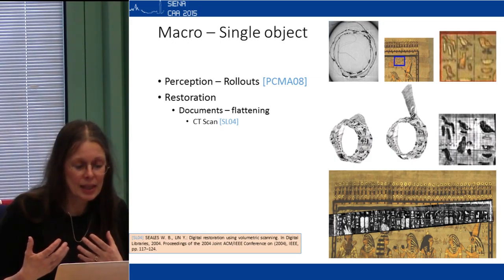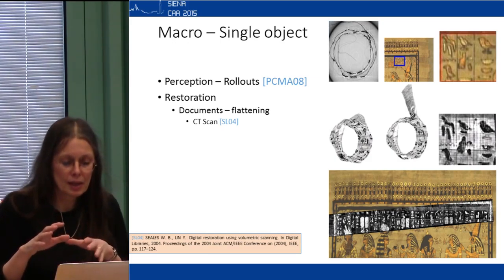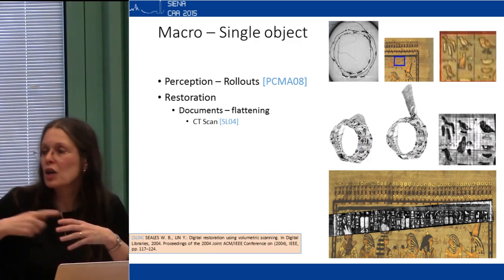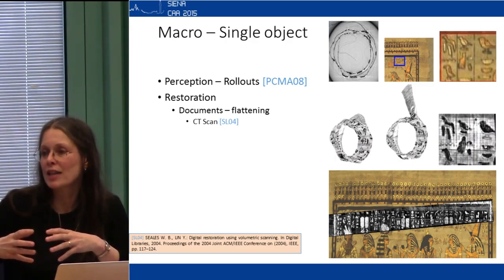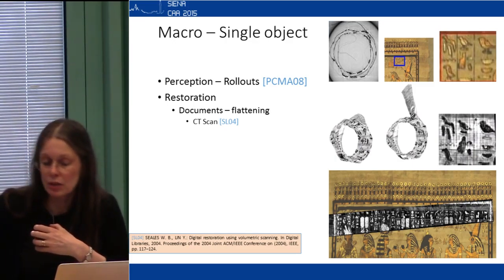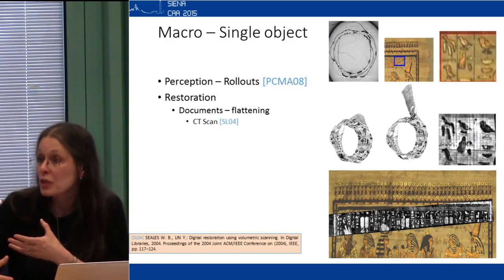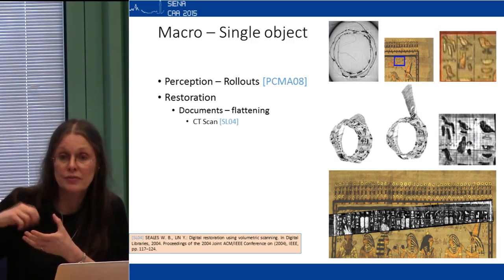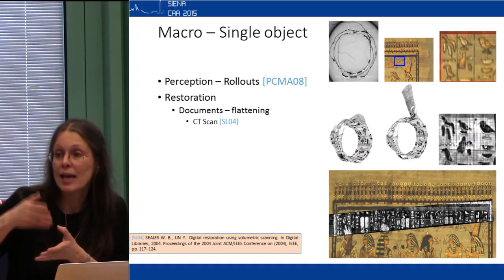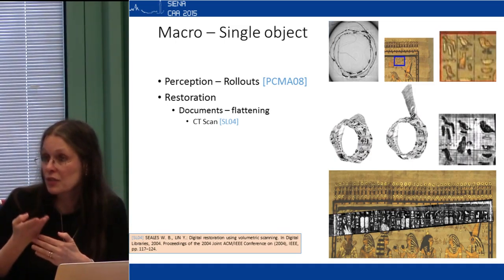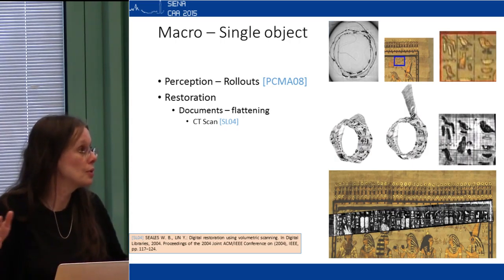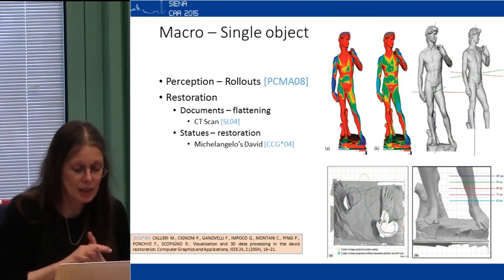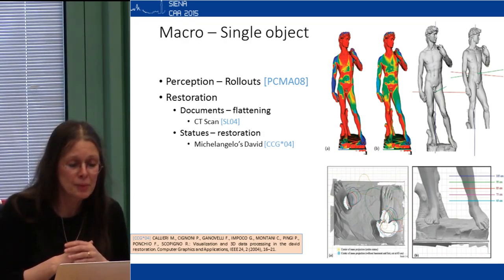Another example is writings that have been stored curled up, and now they are so fragile you can't just physically uncurl them. But you can do volumetric scanning, like a CT scan, and look at the variation of densities in the CT scan and develop a model of that surface and then virtually unroll the surface and read it. This is an example from Roberto's group.